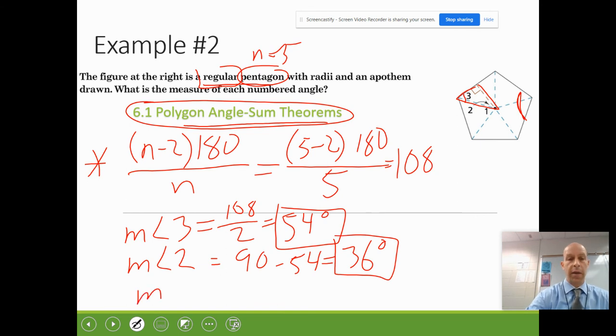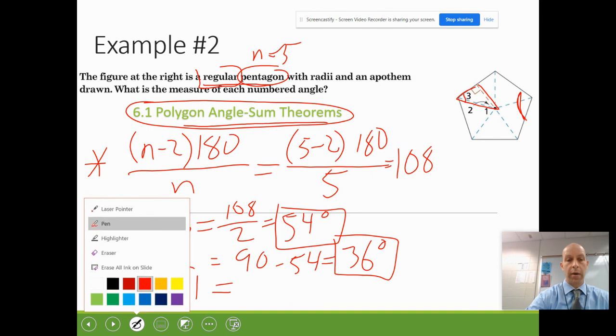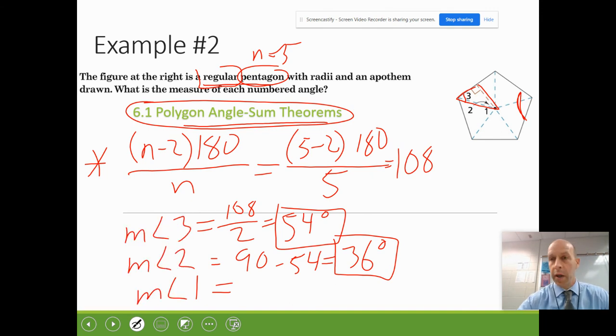And then last but not least, we're supposed to find the measure of angle 1. Angle 1, I'll do it in blue here, is this guy. So how are we going to find angle 1? Well, you could just double angle 2, so that'd give you 72 degrees.